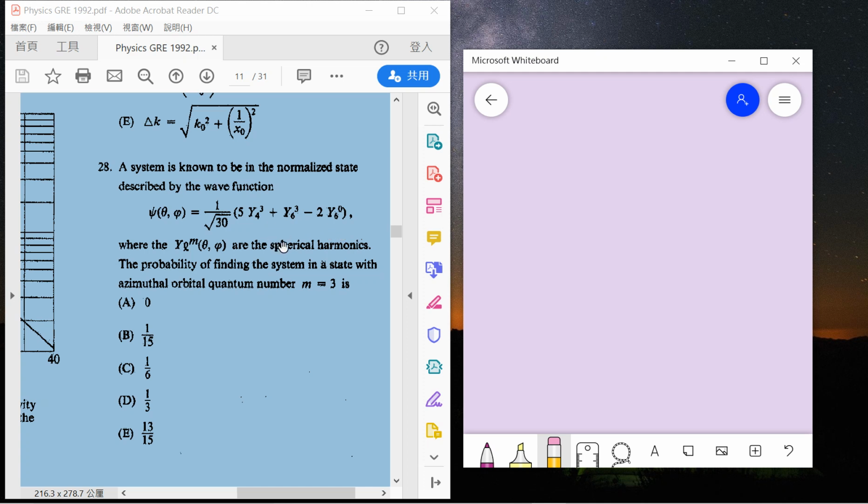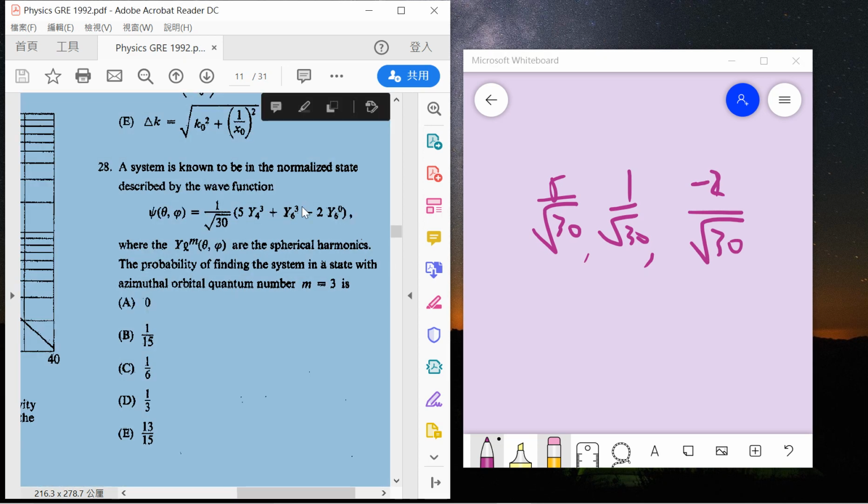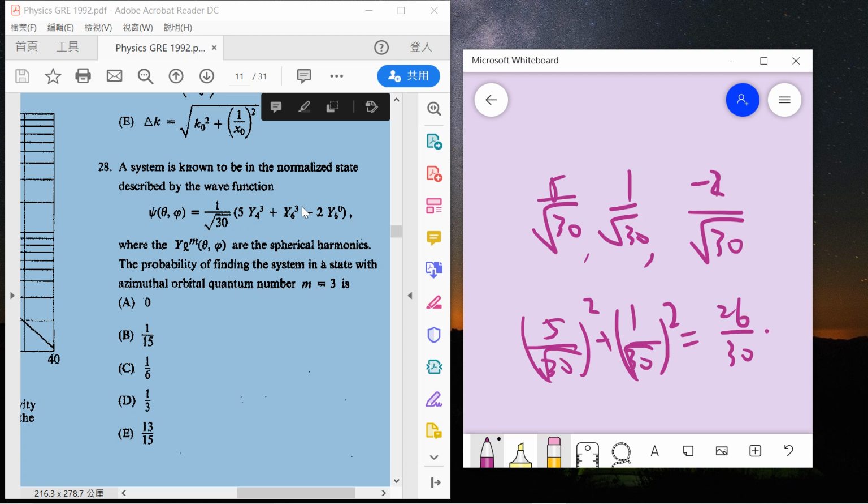So you just check what's the component of m equals 3, and the probability is proportional to the amplitude squared. The amplitude for this Y_4^3 is 5 over square root of 30. This is 1 over square root of 30. This is minus 2 over square root of 30. And which ones have m equals 3? These two, right? So we can square them. This is the answer. Okay, so the answer is E. Yeah, the answer is E.